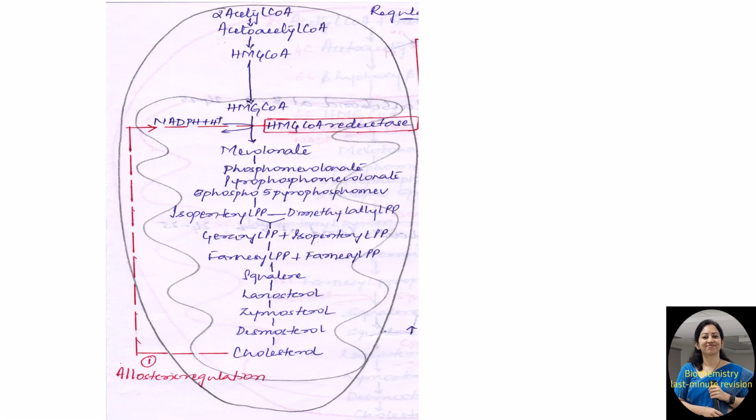Let us try to understand how this cholesterol pathway is regulated. The key enzyme is HMG-CoA reductase. The first mechanism of regulation is allosteric regulation, wherein the end product, that is cholesterol, allosterically inhibits this HMG-CoA reductase so that a smaller amount of cholesterol is synthesized in our body.